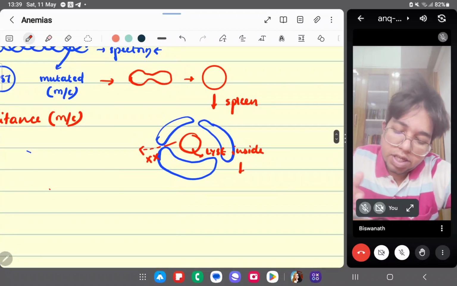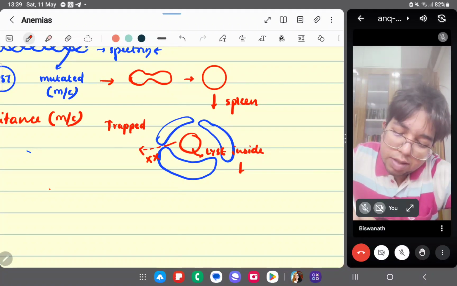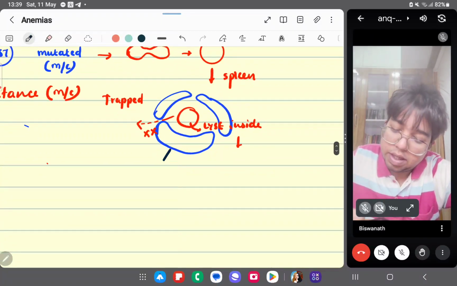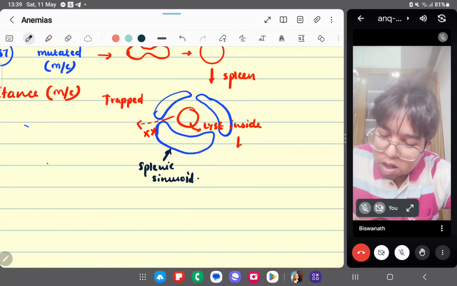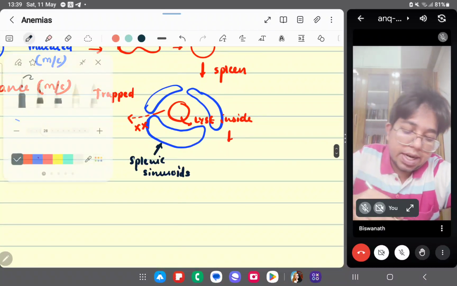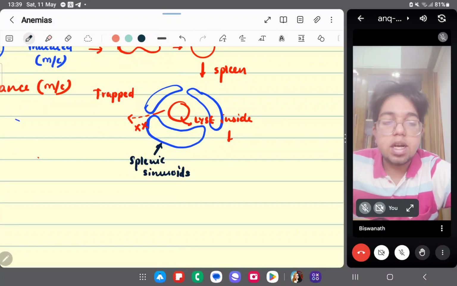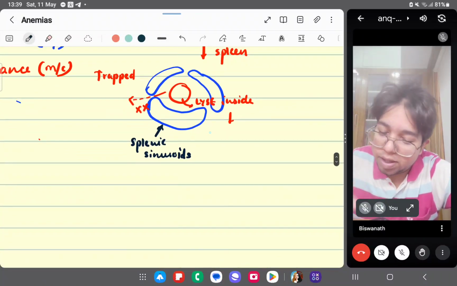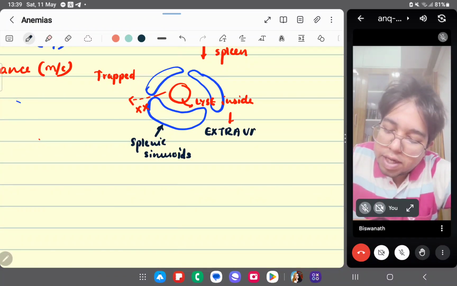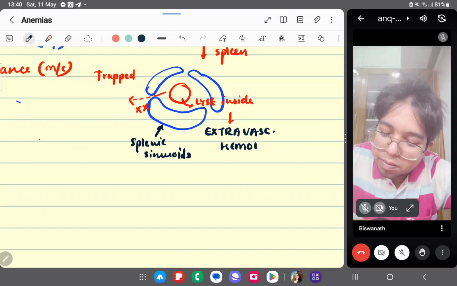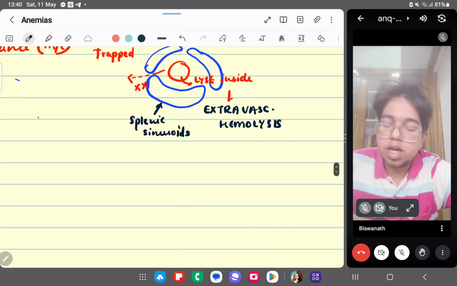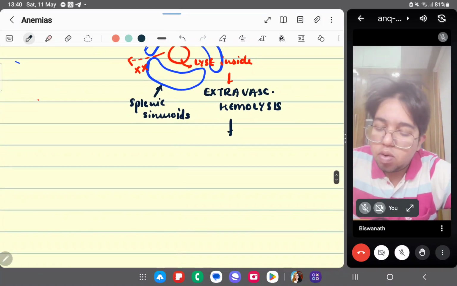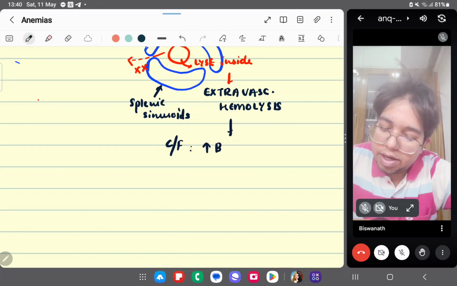It will be trapped. These are the splenic sinusoids. Due to its greater size, it will be trapped inside and lie inside. That will cause an extravascular hemolysis, and after lysis, it will be eaten up by the splenic macrophages. Extravascular hemolysis means two features. Can you identify them? One is increased bilirubin, then splenomegaly.